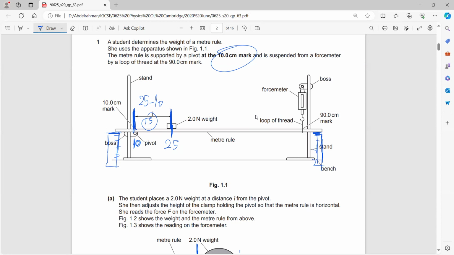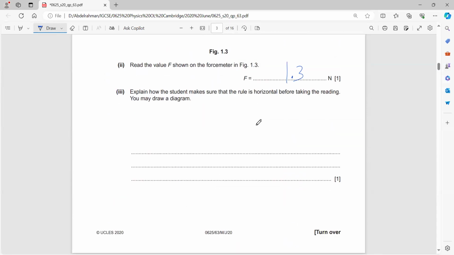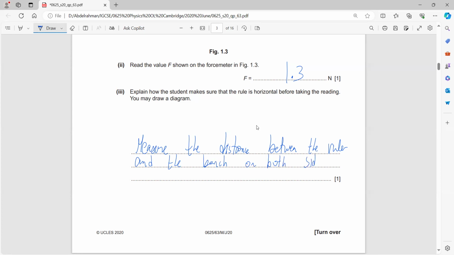Okay. Do you need to draw? No, you're not required to draw. You may draw a diagram, but you're not required to draw a diagram. What will I do? I personally prefer this answer, which is simply measure the distance between the ruler and the bench on both sides, and make sure they are equal.